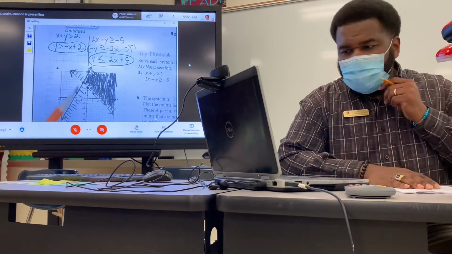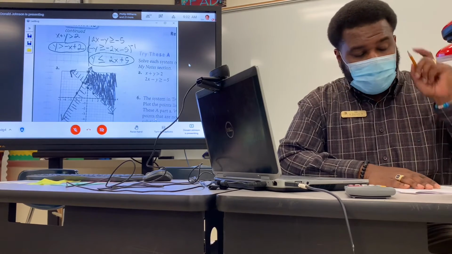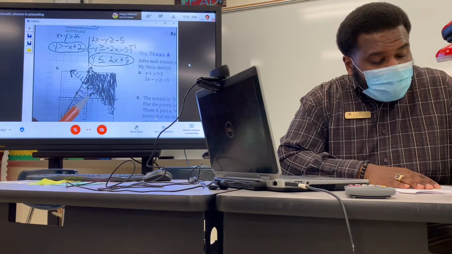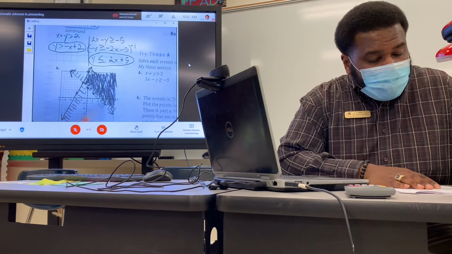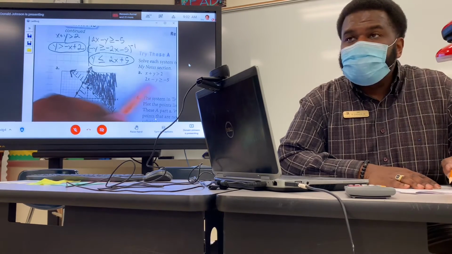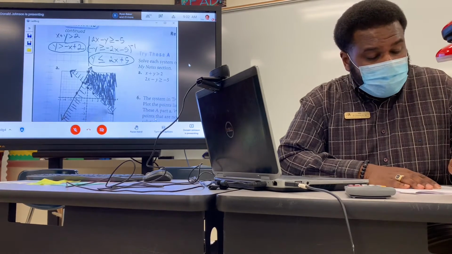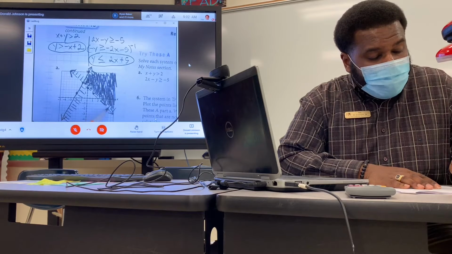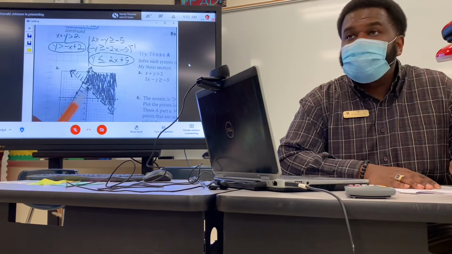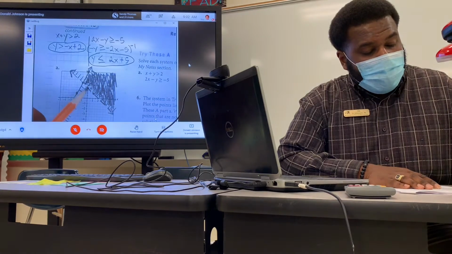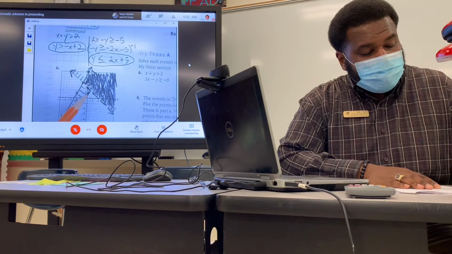Campbell, you've been doing a great job with this. Let me ask you this question. The ordered pairs on this piece of the boundary, on this broken piece right here, would these ordered pairs make both of these true? On this broken part of the boundary, will it make both of these true? Campbell, why is this broken?